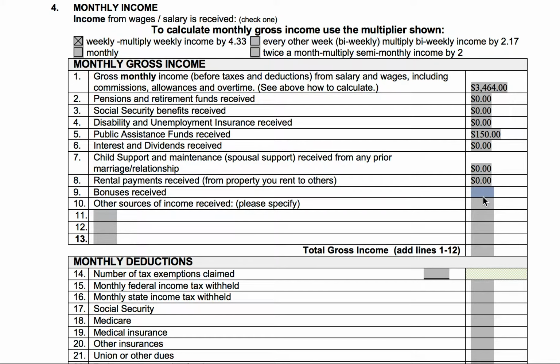9 would be where you'd put any bonuses that you receive. And then other sources of income would be if you have income from any source other than all the ones we listed here. If you have a family member who's loaning you money to help pay your bills, if you receive Social Security on behalf of a minor child, you're just going to describe whatever your income is in this box. So instead of Social Security, I'll put the type. So I'll say SSI on, and it should be on, not of.